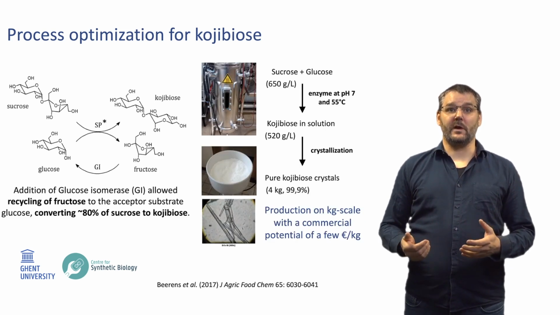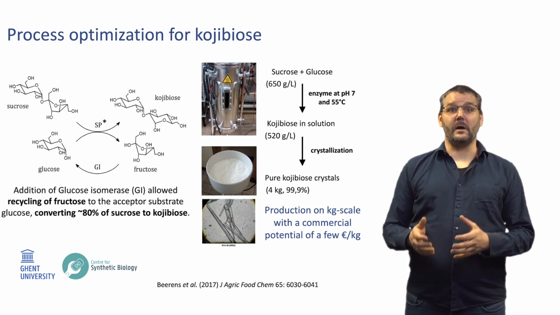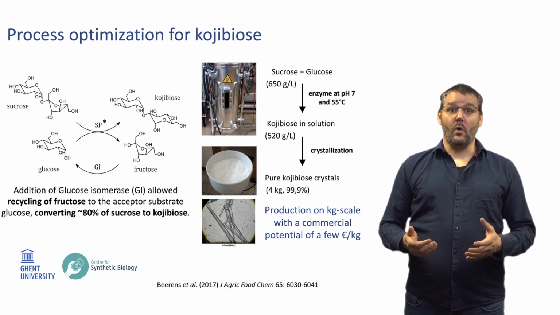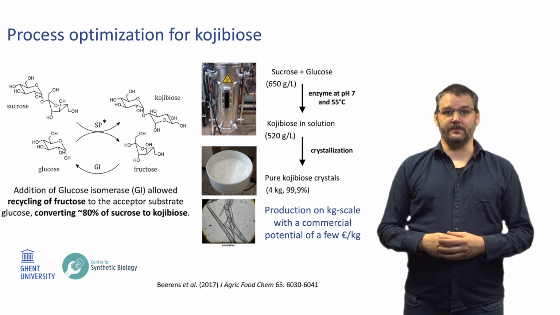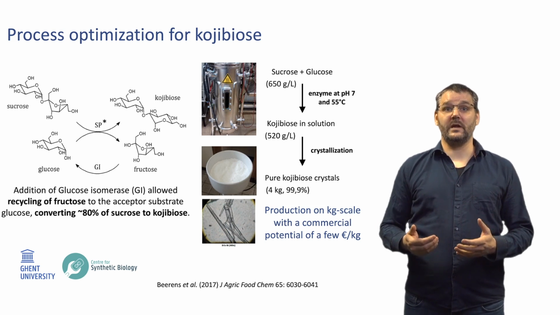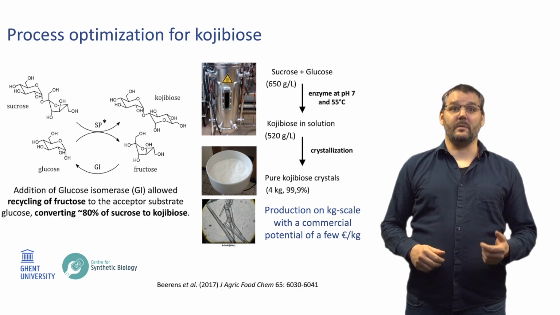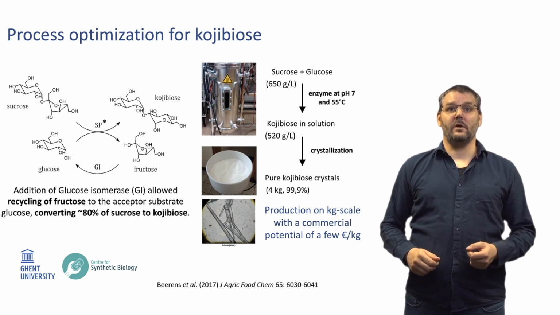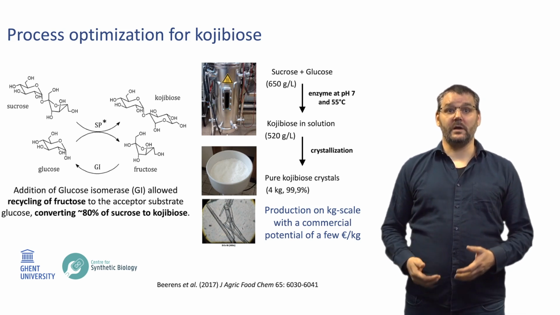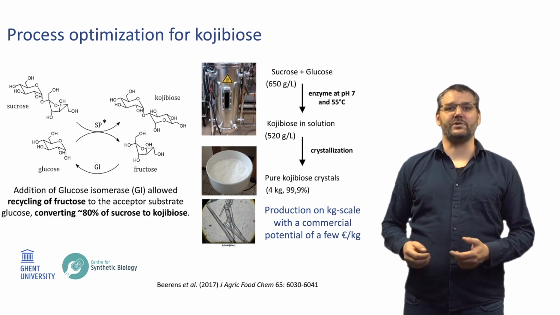In simple laboratory equipment, we performed a production at 10-liter volume, using the best SP variant under mild conditions, being pH 7 and 55 degrees Celsius, yielding over 5 kilograms of cogibios in solution. Via a simple yeast treatment and cooling down crystallization, we were able to obtain 4 kilograms of highly pure cogibios. Our engineered SP variant and the optimized biocatalytic process have the potential of producing cogibios at the cost of only a few euros per kilogram, hereby marking a very important milestone for further research of cogibios's properties and its future applications.